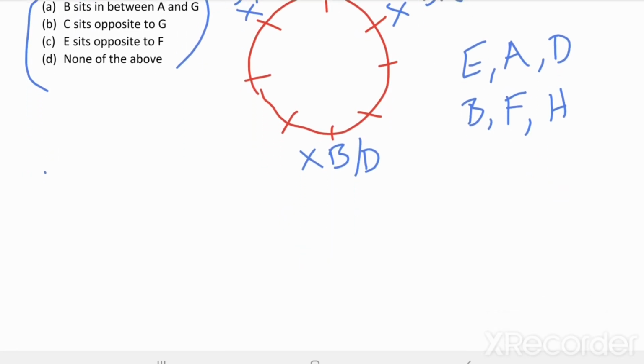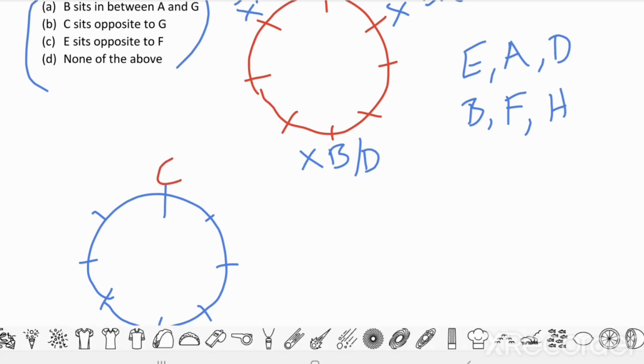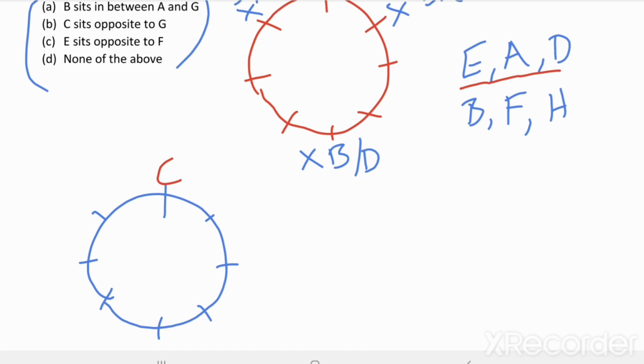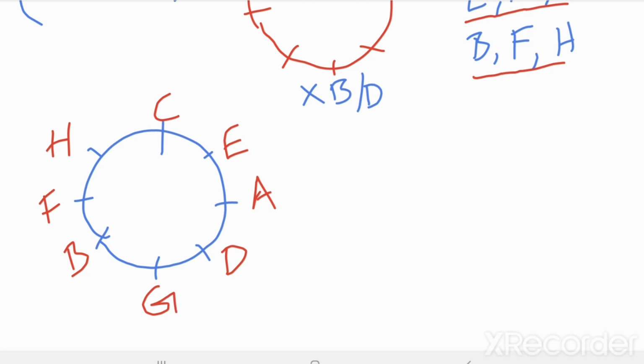Let us draw the table again. Suppose C is sitting here. Then E, A, D are sitting together. I am placing E here, A here, D here. And B, F, H, they are sitting together. H here, F here, B here. F is sitting in between H and B. Then the remaining G is sitting opposite to C.